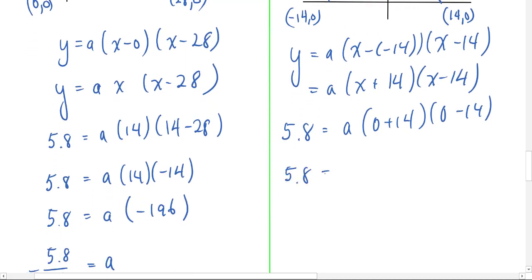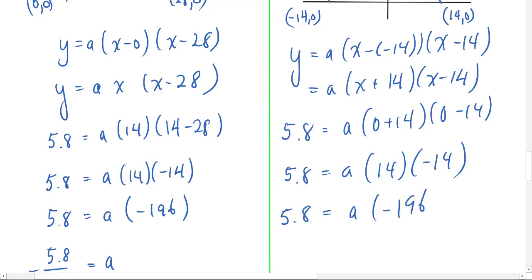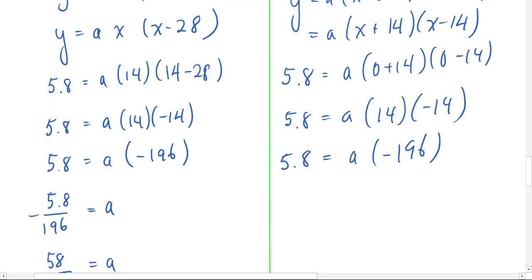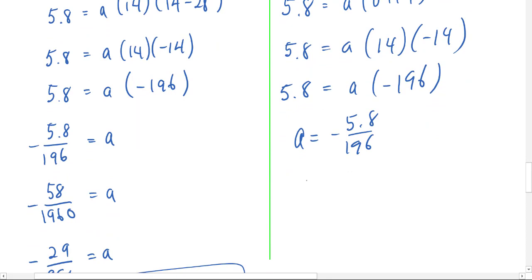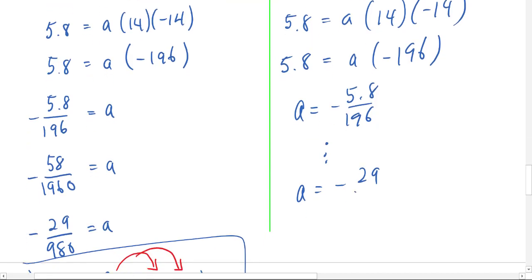That's 5.8 equals A, 14 times negative 14. And notice that this is going to look the same as what we had the first time. We have to divide both sides by 196. So we're going to get A equals 5.8 over 196. And then same as before, we're going to have to reduce that. And we're going to get A equals negative 29 over 980.